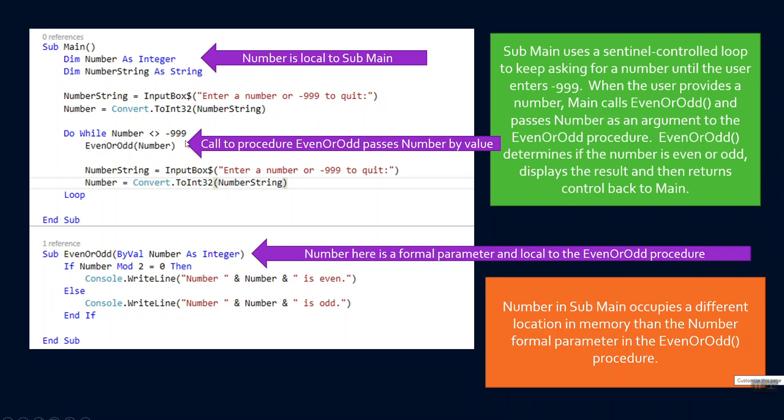If the number was not -999, we enter the body of the loop and we call even or odd. So even or odd is being called within the context of a loop. It calls even or odd, but notice it passes an argument, number. If the user entered 6, for example, number would hold the value of 6. 6 is what is passed into this parameter down here called number.